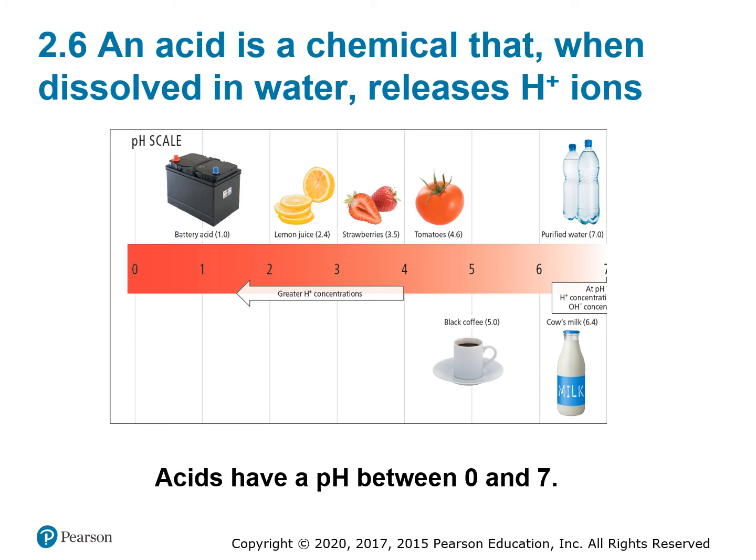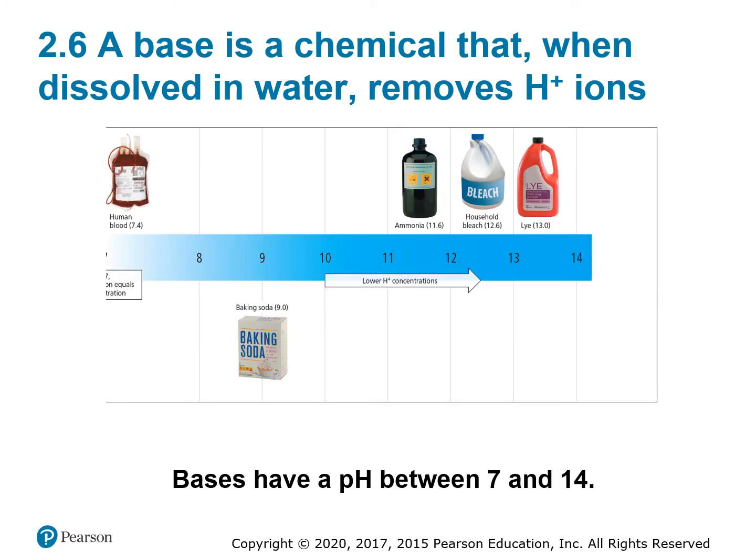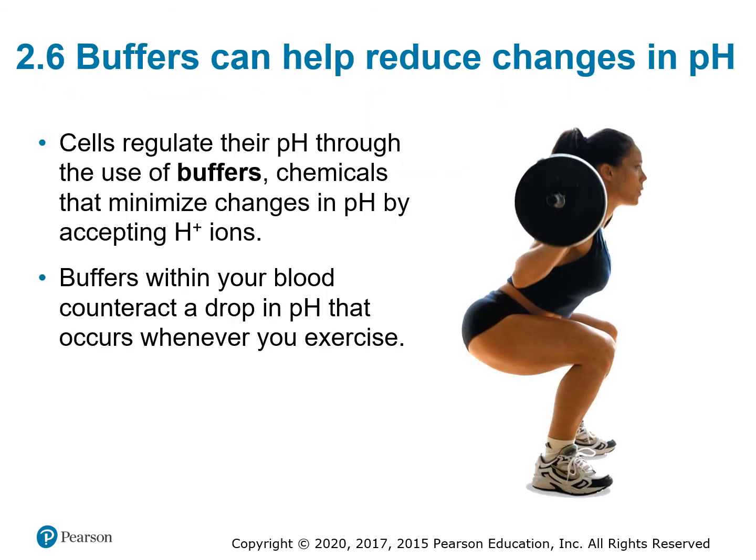So an acid, by definition, is a chemical that when dissolved in water will release hydrogen ions. And acids have a pH between 0 and 7. A base is a chemical that, when dissolved in water, removes hydrogen ions. And bases have a pH between 7 and 14. Now, buffers have a very important role in physiology, in biological systems, because living things tend to do best under certain pHs. Now, that pH can be different depending on, for example, where in the body it is, but different chemical reactions occur best under certain pHs. And so buffers can help reduce changes in pH.